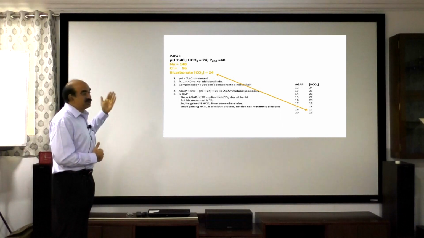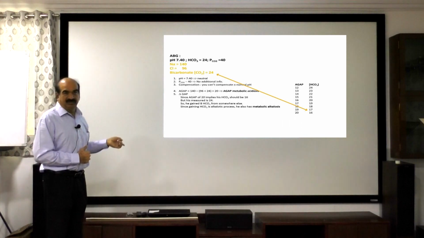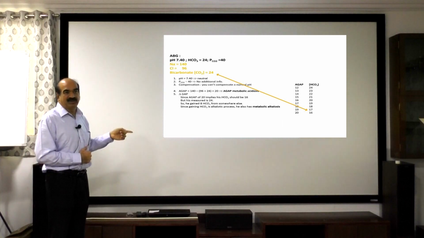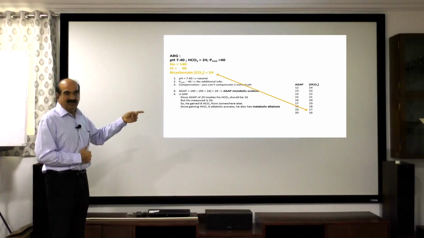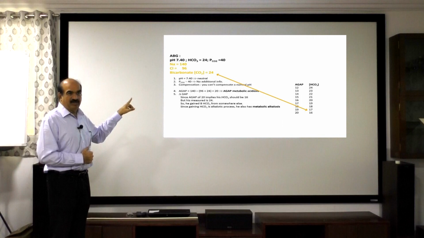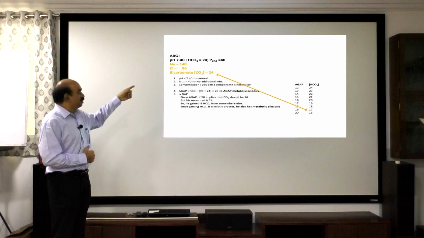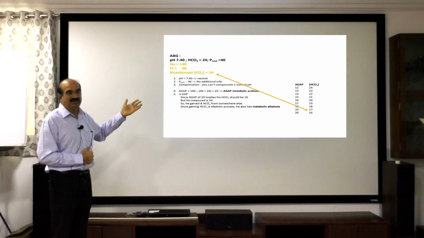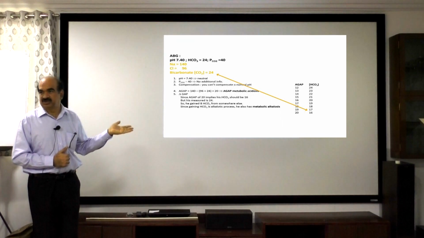With 20, how much bicarb do we expect? The anion gap increases from 12 to 20, an increase of 8. How much bicarb loss do we expect? Loss of 8 means 24 minus 8, 16. So in high anion gap metabolic acidosis, in this case, we expect bicarb to be 16. But here bicarb is 24. That means there is another process of metabolic alkalosis, an additional underlying process of bicarb accumulation.